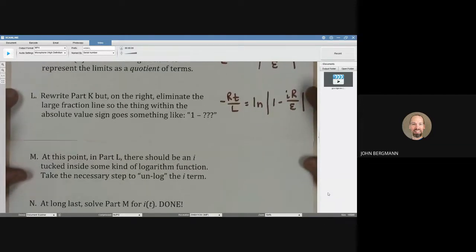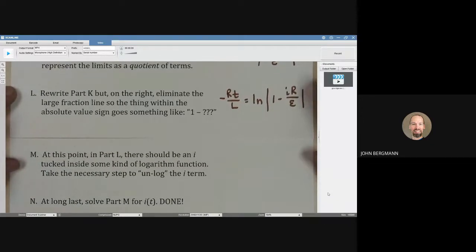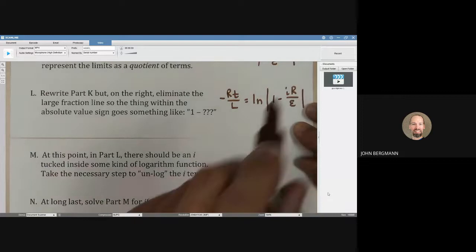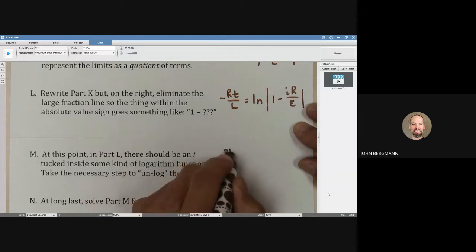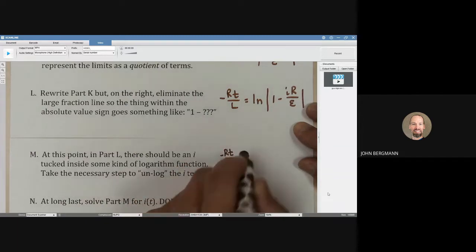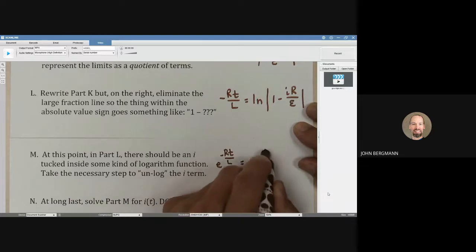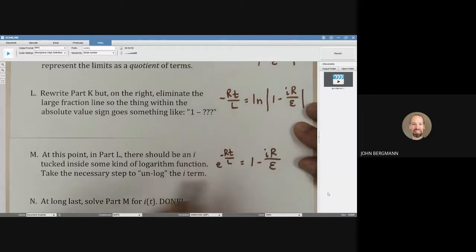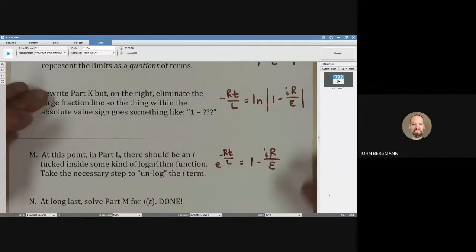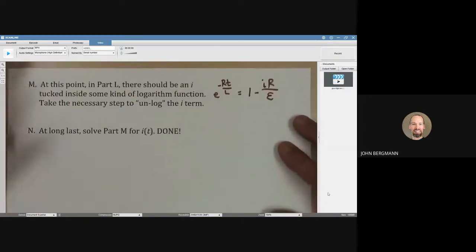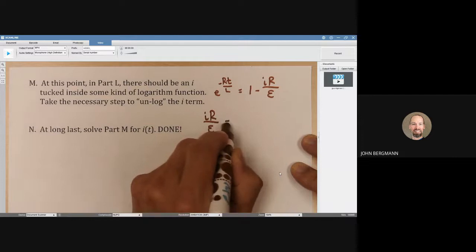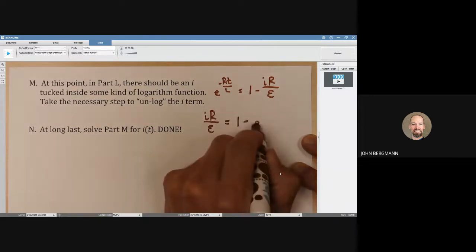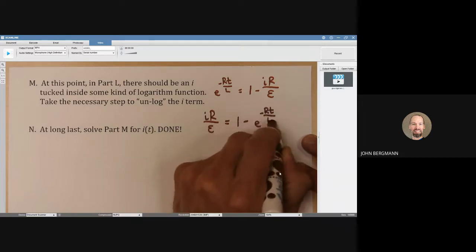We're almost done. Now we need to unlog this thing because the whole point is to try and find an equation for I. We need to get at I, we need to unlog this thing. So that means we need to e to the both sides, as I put it. So we're going to go e to the minus RT over L. And then when we e that side, we end up with 1 minus IR over the voltage. And lastly, then, we just need to solve this thing for I. If I put the IR over E thing on the left, it becomes positive. And then if I move this e to the minus RT over L on that side, that becomes negative.